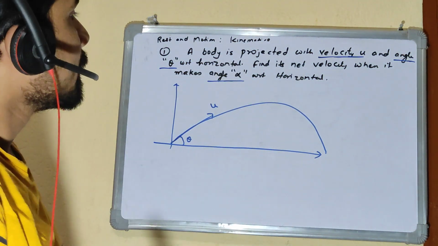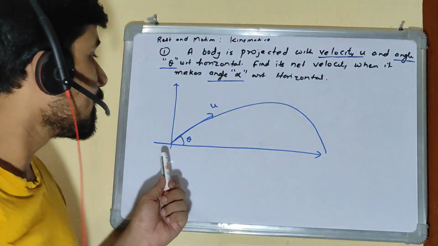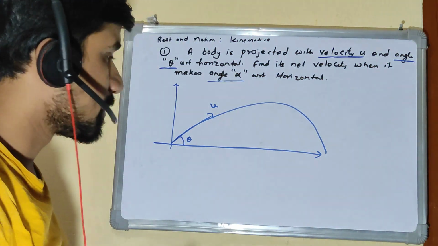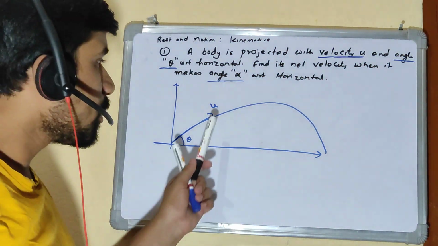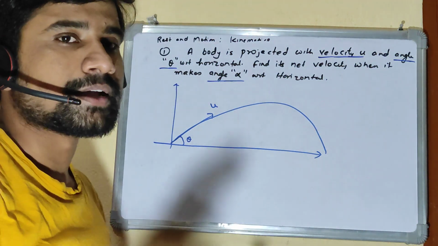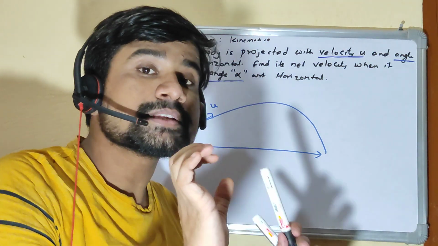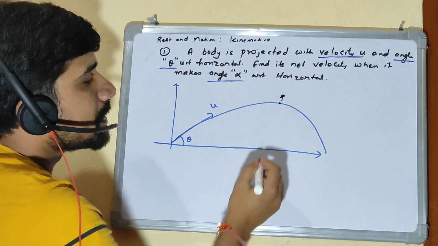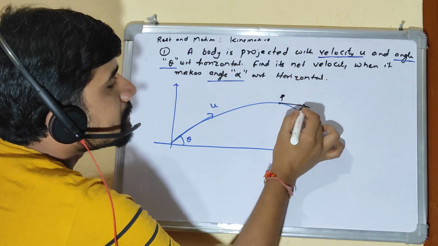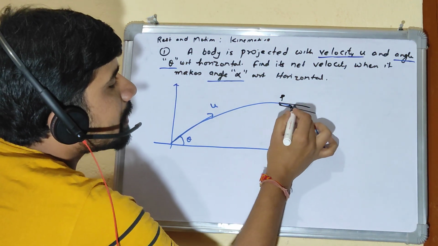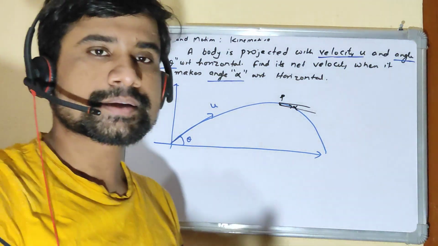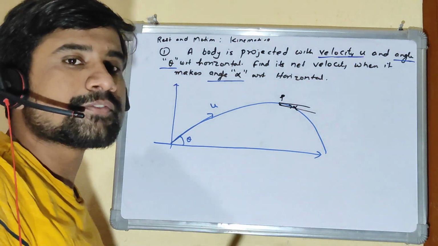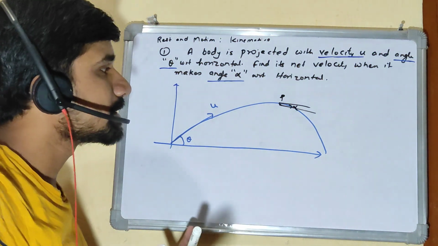We need to find what is the velocity of this particular body when it makes angle alpha with respect to horizontal, right? We don't know at what point in this trajectory it makes an angle alpha, but we need to find at that particular point what is the net velocity. So let's say this is point P, and at point P, this is my velocity and it is making angle alpha with respect to x-axis, right?